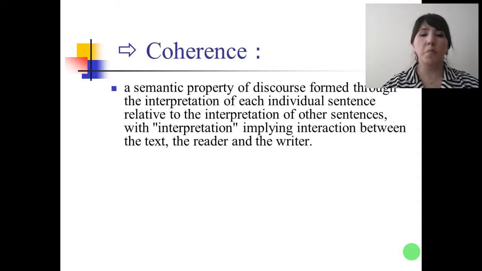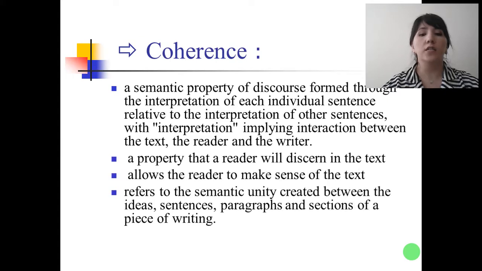Coherence: a semantic property of discourse formed through the interpretation of each individual sentence, relative to the interpretation of other sentences, with interpretation implying interaction between the text, the reader, and the writer. A property that a reader will discern in the text, allows the reader to make sense of the text, and refers to the semantic unity created between the ideas, sentences, paragraphs, and sections of a piece of writing.